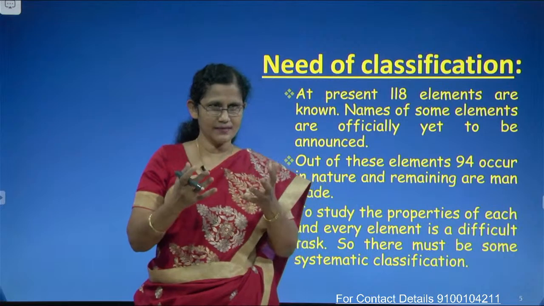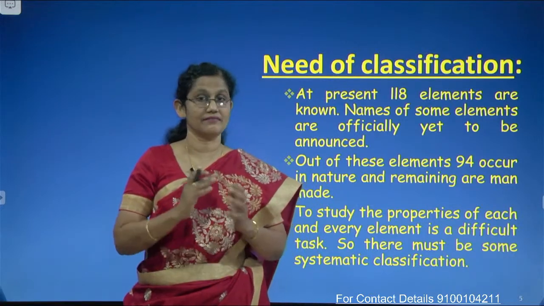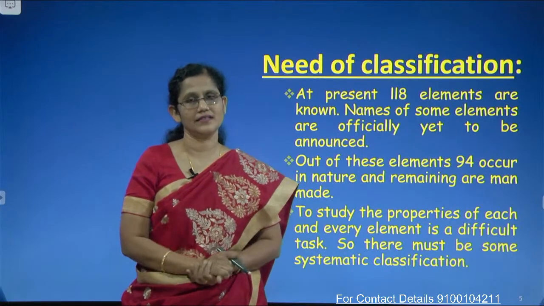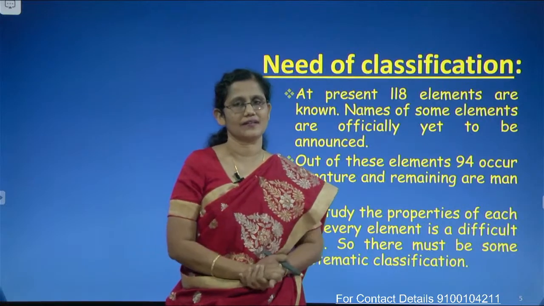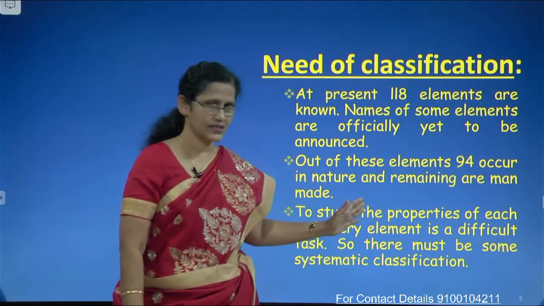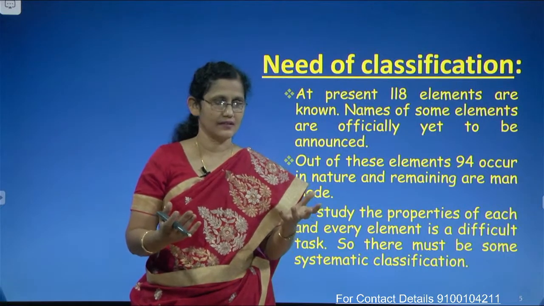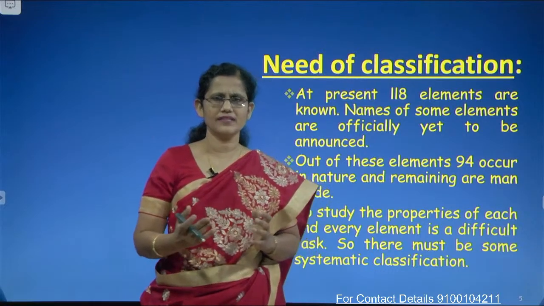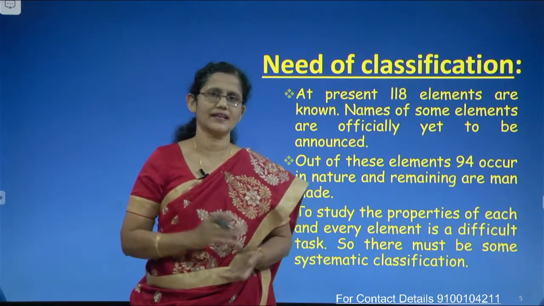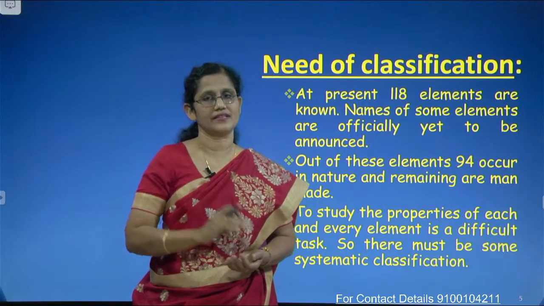So, to study the properties of this many elements in the periodic table is a very difficult task, right. So, there must be some systematic classification. Some elements are gases, some are liquids, some are solids, some are highly reactive, some elements are less reactive. How can we say this is more reactive, that is less reactive? That depends upon valence shell configuration.